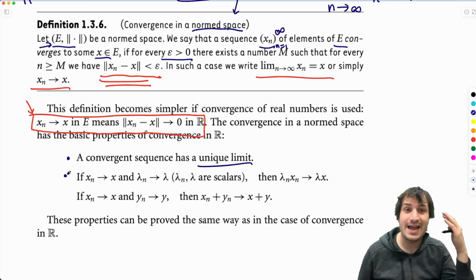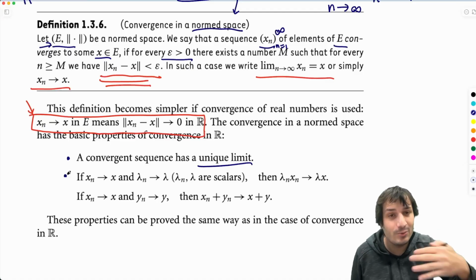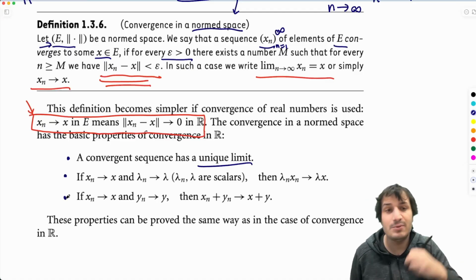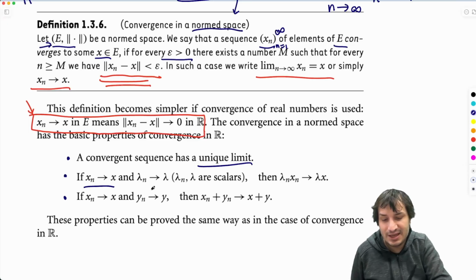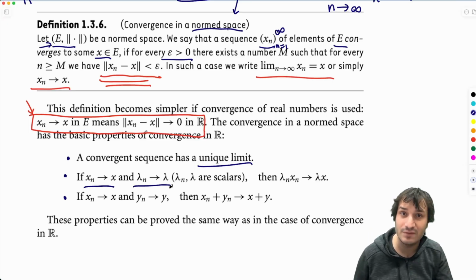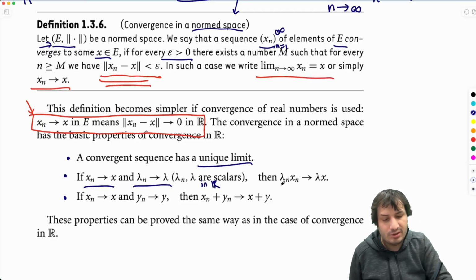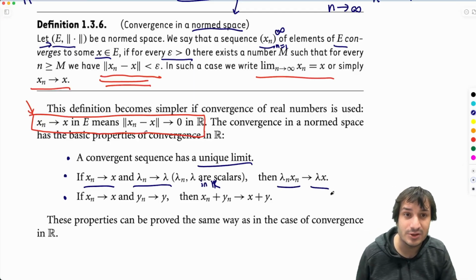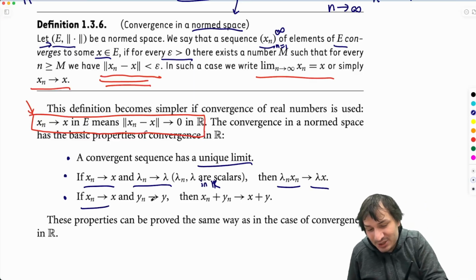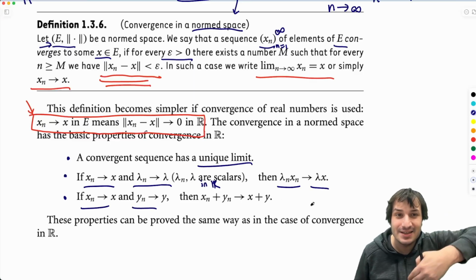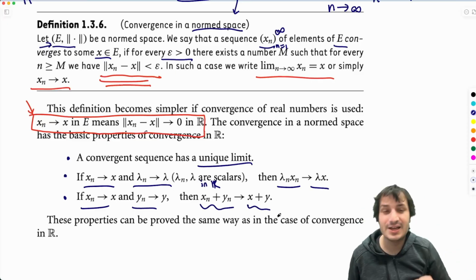Another thing is that scalar multiplication and addition will respect limits. So with the definitions the way they are, they will respect the limits. For example, if you have a sequence of vectors converging to x and a sequence of scalars that are also converging in R, then if you multiply them together, they will converge. So the convergence respects scalar multiplication. Another property is that it respects vector addition. So if xn is converging to x and yn is converging to y, then their sum converges to x plus y.